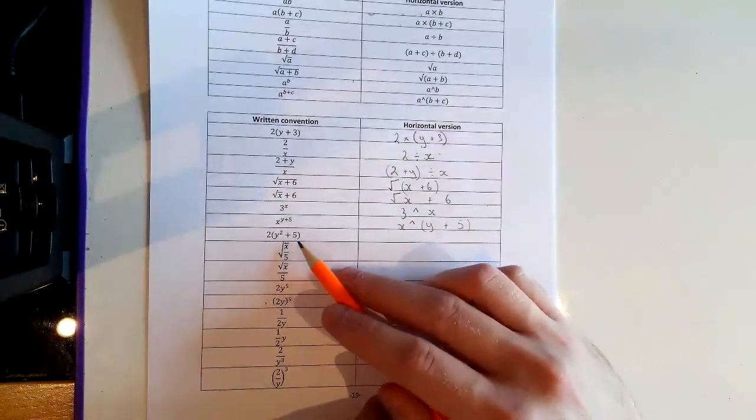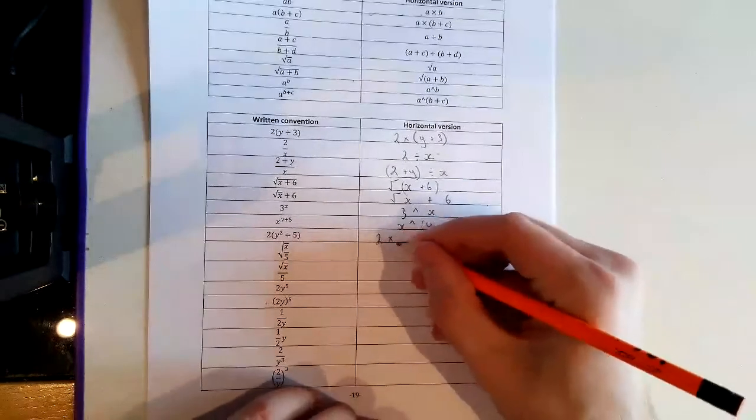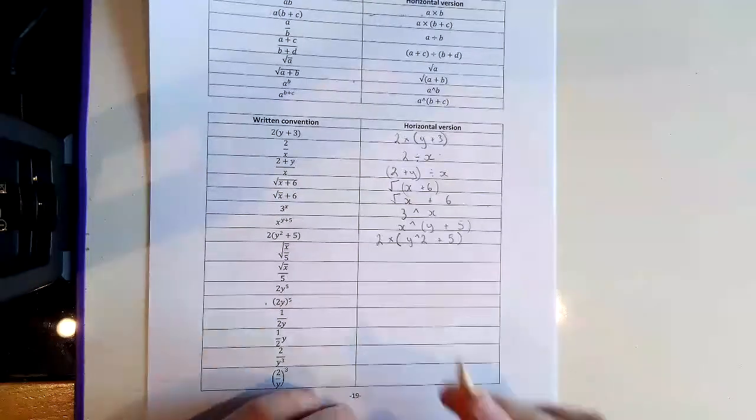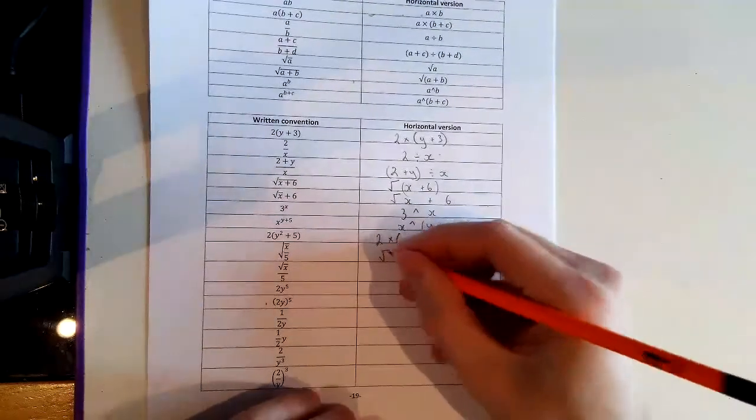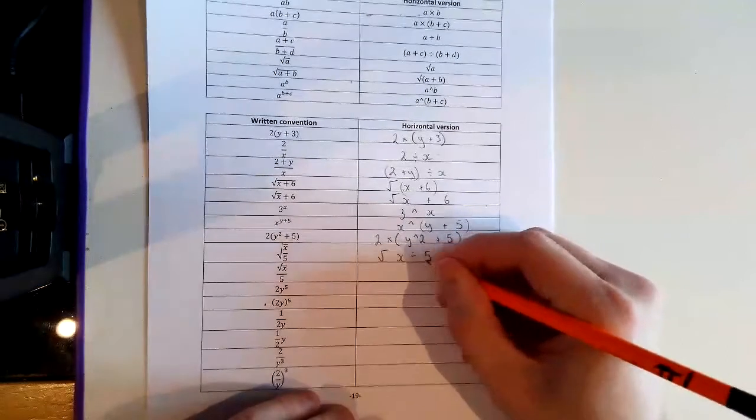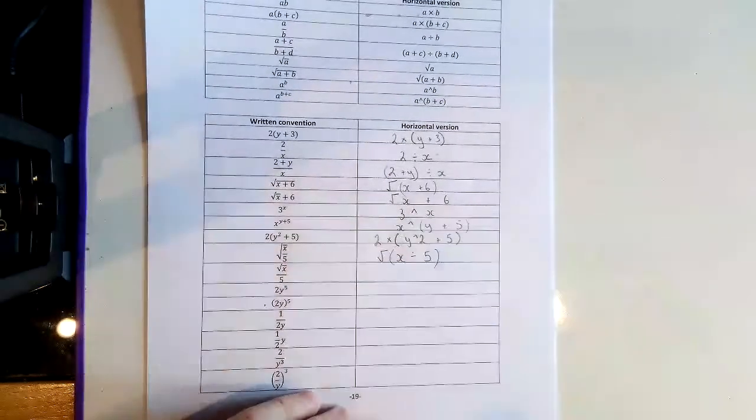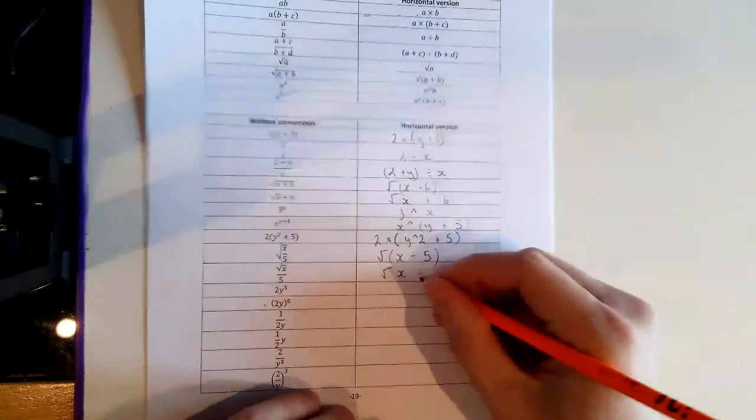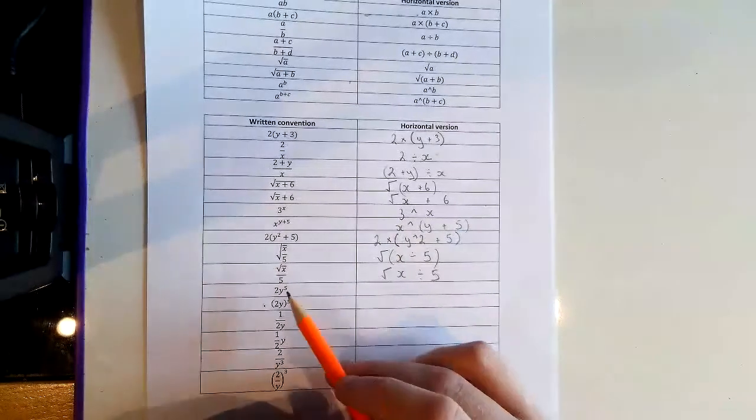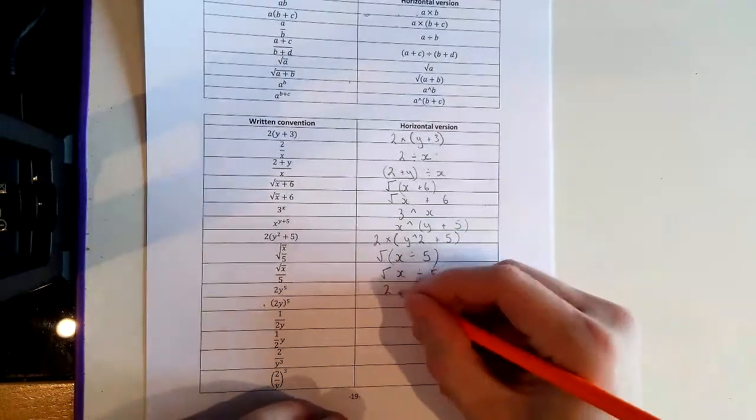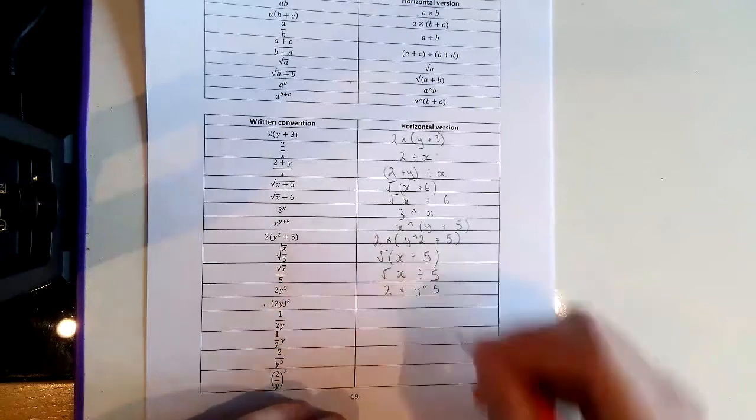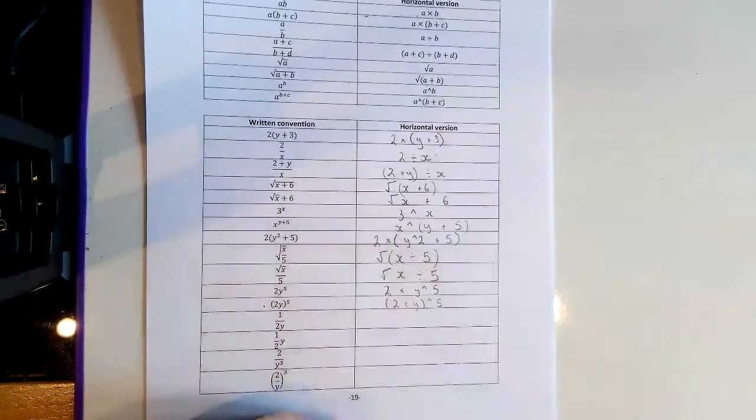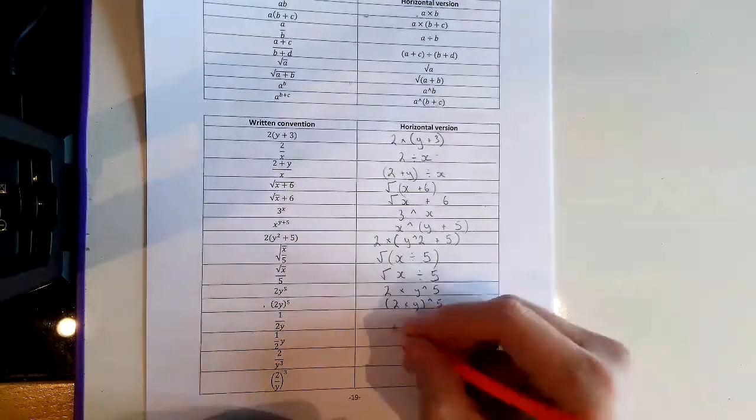2 lots of y squared plus 5. Root x over 5, but we want x over 5 to be in the square root, whereas this one we don't, so just root x divided by 5. 2 times y to the 5. This one, 2 times y to the power 5. I need brackets. Well, it's quite obvious in that one.